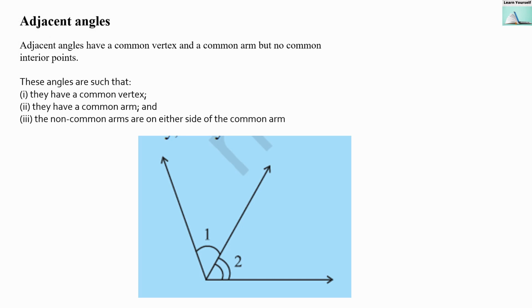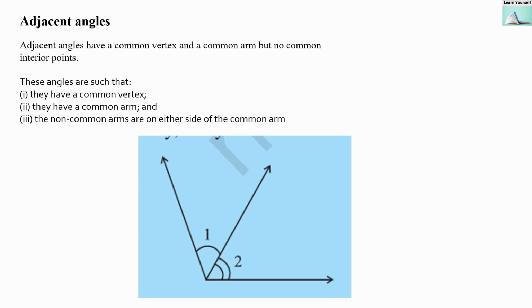Now let us learn about adjacent angles. Adjacent angles means the angles which are adjacent to each other. Now there are certain conditions. If these conditions are fulfilled by these two angles, then they are said to be adjacent angles. So adjacent angles have a common vertex and a common arm but no common interior points. Let us understand these three conditions.